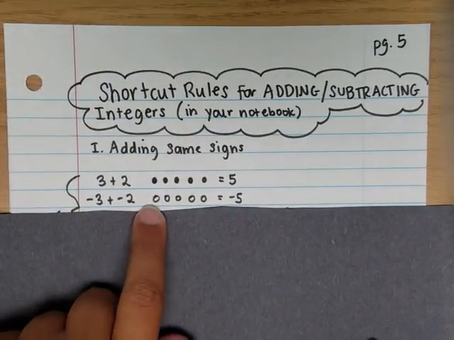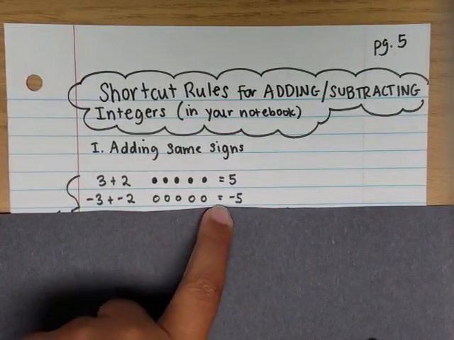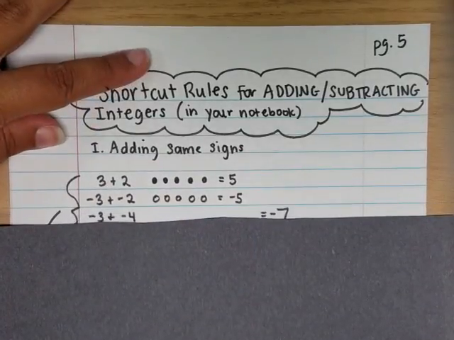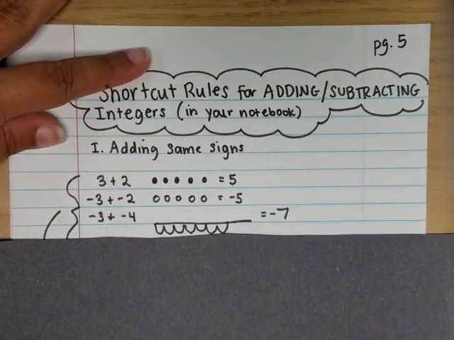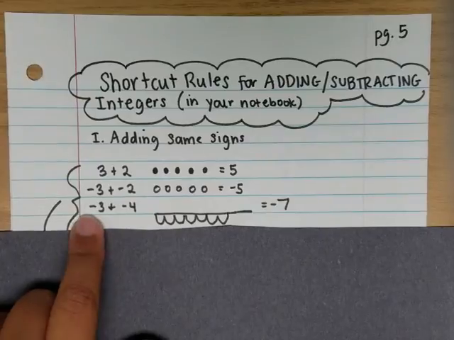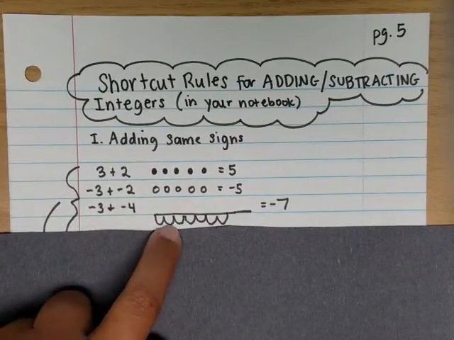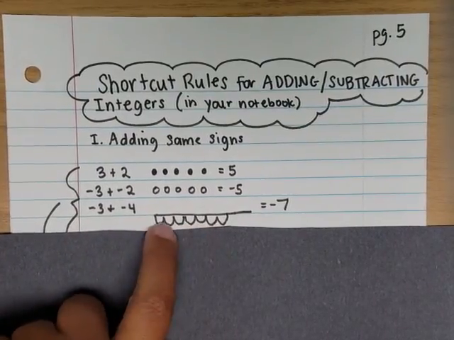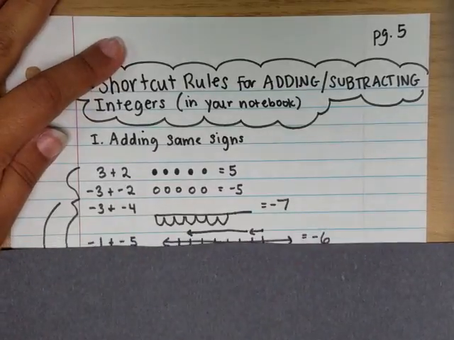Negative 3 plus negative 2, 3 negatives. 2 negatives gives us 5 negatives. I'm going to use heaps and holes. 3 negatives plus 4 negatives gives me 1, 2, 3, 1, 2, 3, 4. Total of 7 negatives.